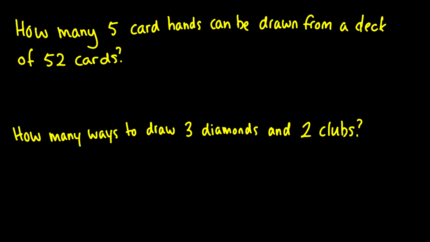Anyways, let's do a couple application questions. How many 5-card hands can be drawn from a deck of 52 cards? Now, your first question is, is this a permutation question or is it a combination question? And you have to know a little bit about cards to know whether or not this is a permutation or combination. When I have 5 cards in my hand, I can reorder them however I want, and it's never going to change the gameplay. Therefore, this is a combination question.